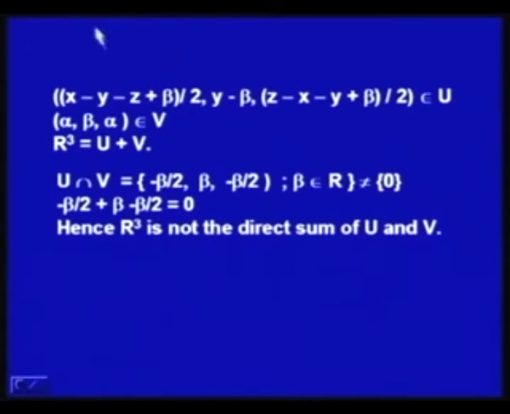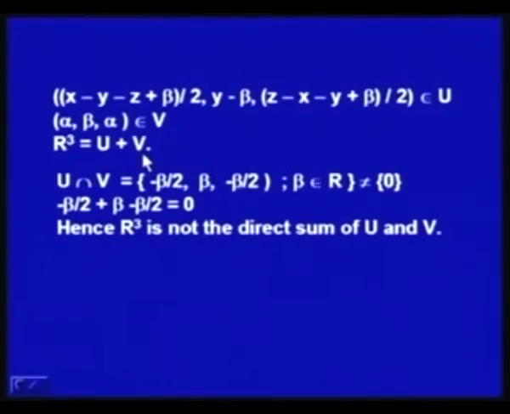So, this vector (x minus y minus z plus beta) by 2, comma, y minus beta, comma, (z minus x minus y plus beta) by 2 belongs to U, and alpha belongs to V. Then R cube can be written as U plus V. So, R cube is the sum of U plus V, but it is not a direct sum. In fact, this sum has two independent constants alpha and beta. So, changing the values of alpha and beta, you can express R cube in many different ways.